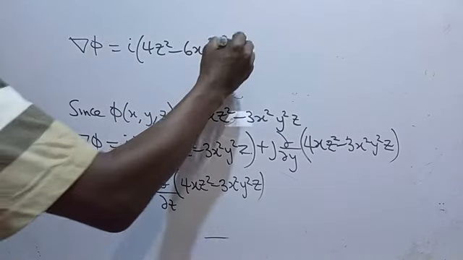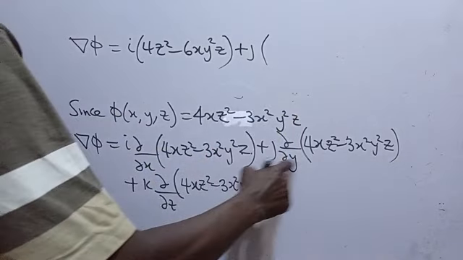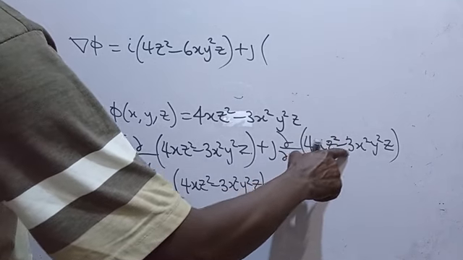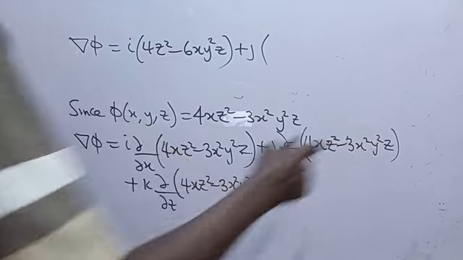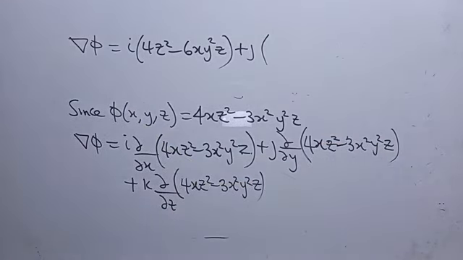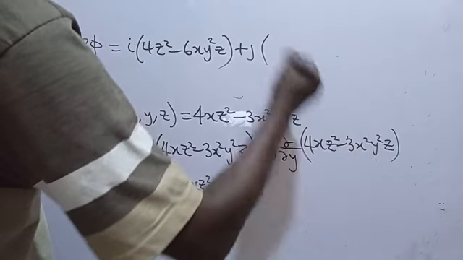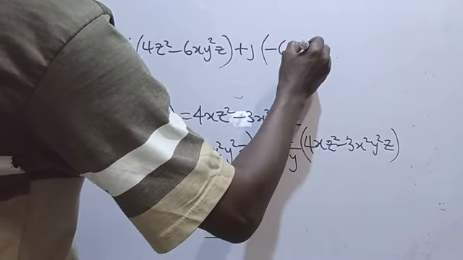Now plus j, differentiate what? With respect to y now. Everything here will be 0 because it doesn't contain y. But here, minus has separated them, so you need to multiply by what you have here. y is carrying 2, so 2 multiplied by this, you have minus 6x squared yz.